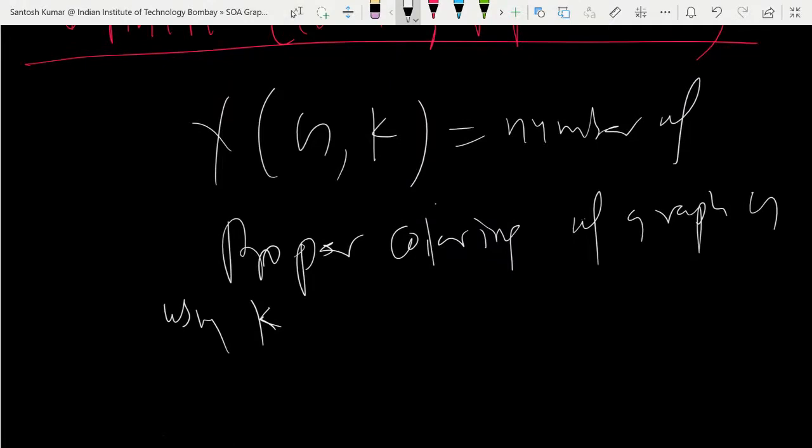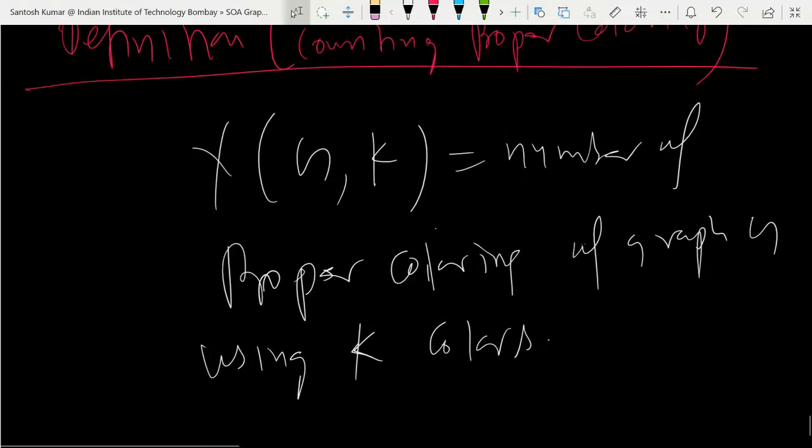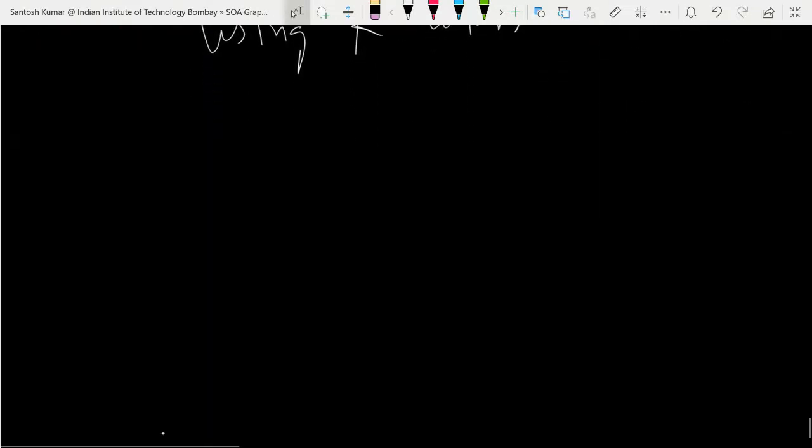Chi of G, k is the number of proper colorings of a graph G using k colors. Like we have seen one result. You can say it is an example, or you can say it is a result simply.